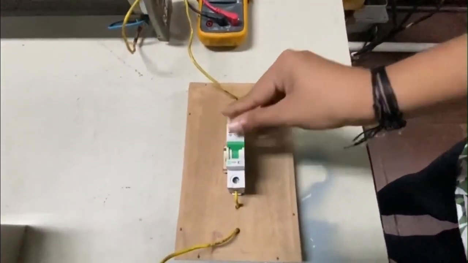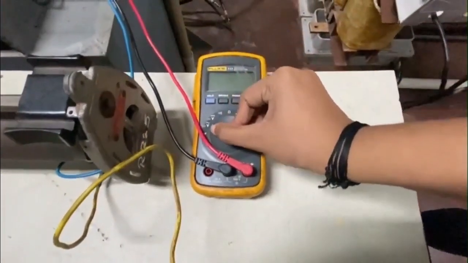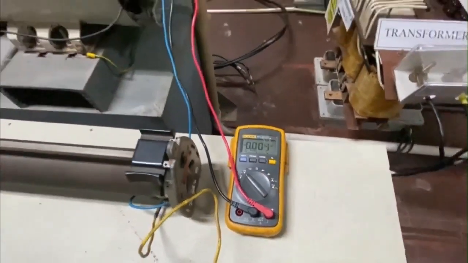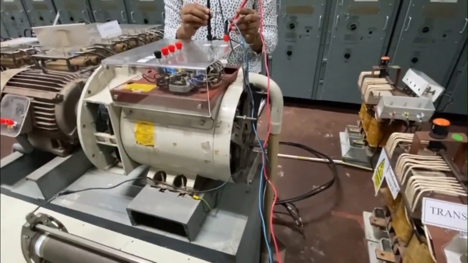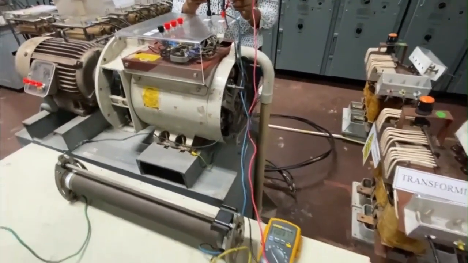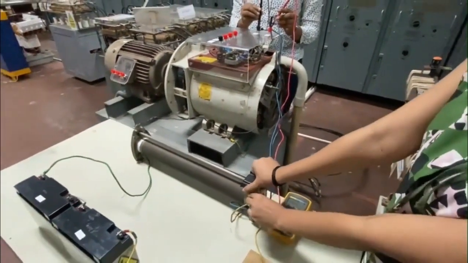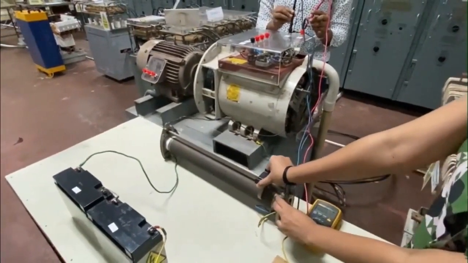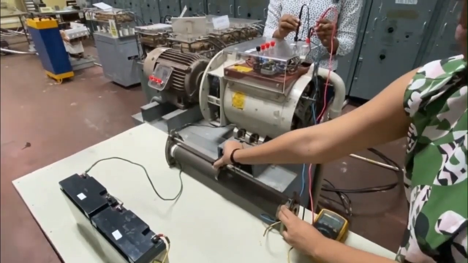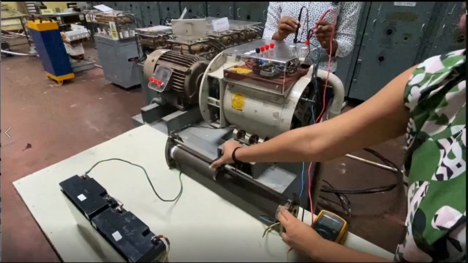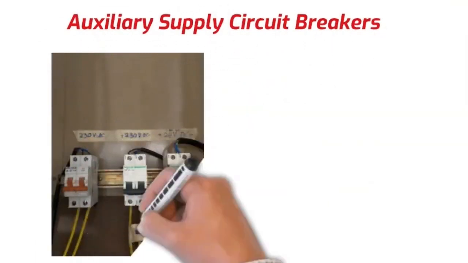First, switch on the circuit breaker of the excitation circuit and put the multimeter to its DC voltage range. Then measure the voltage at the field terminals of the generator. Change the rheostat until the voltage becomes 18.02 volts and then turn the circuit breaker of the excitation circuit off. Then identify the three auxiliary supply circuit breakers.